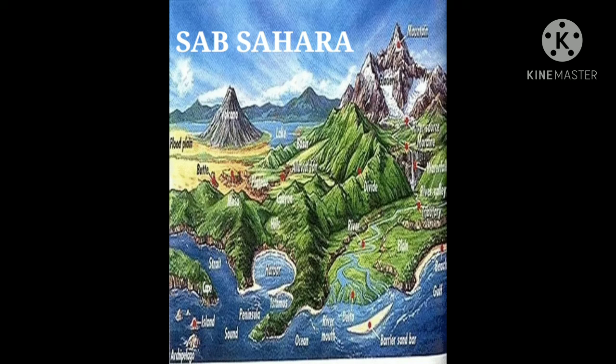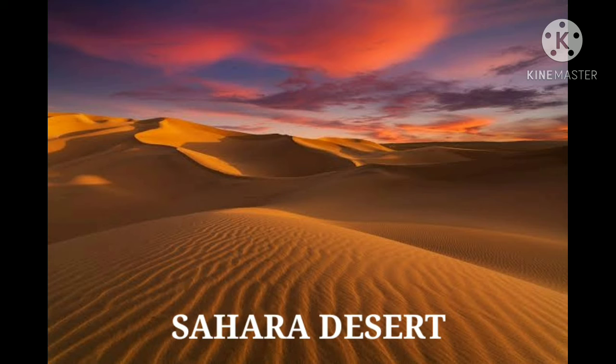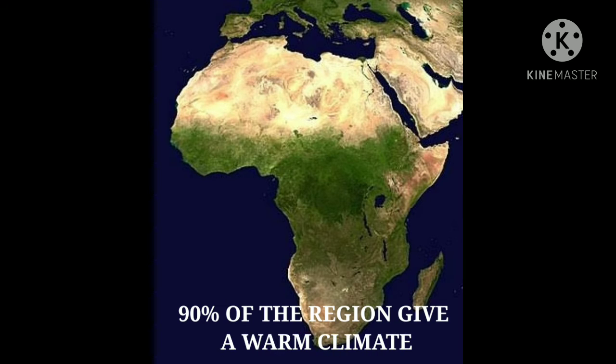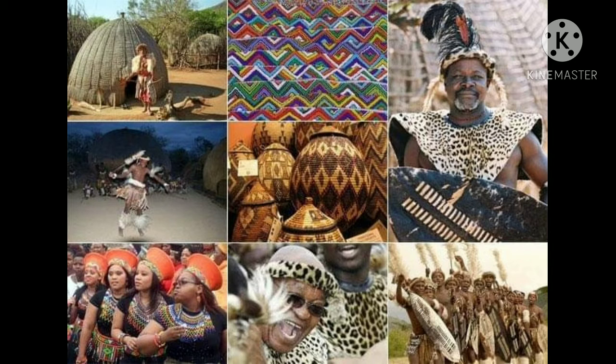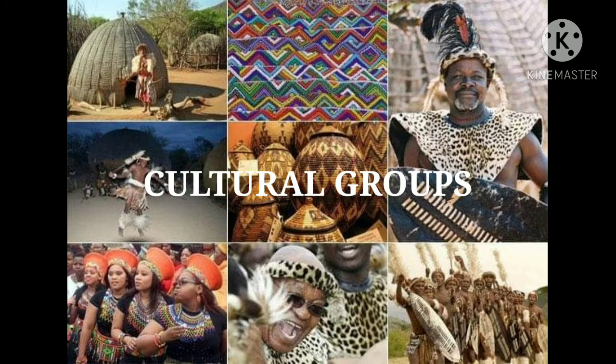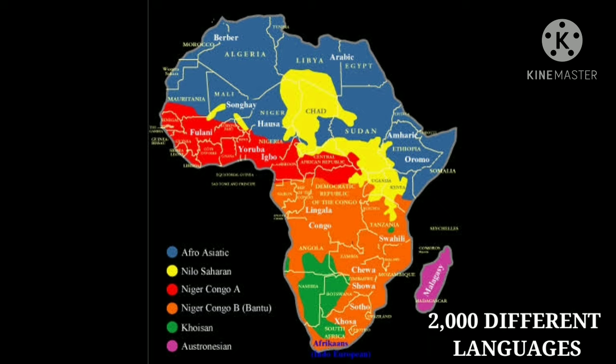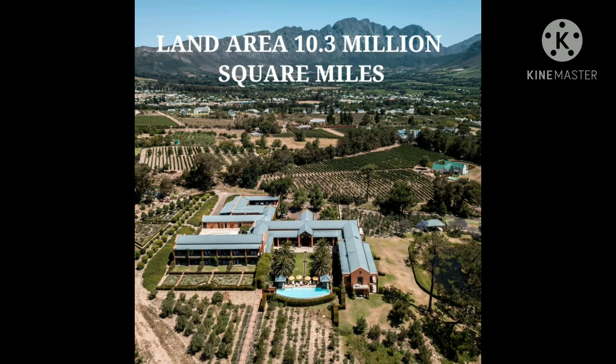Sub-Saharan Africa is a region that geographically lies south of the Sahara Desert. Approximately 90% of the region is in the tropic zone, which gives a warm climate. It comprises many cultural groups. 2,000 different languages have been accounted for in the region. The land area totals 10.3 million square miles.